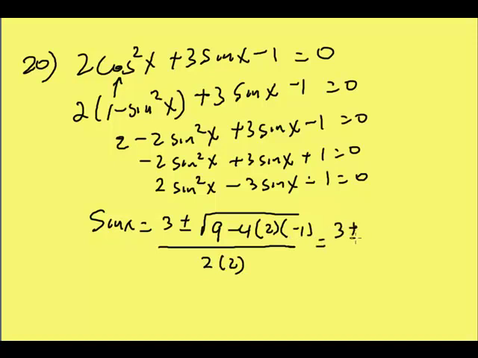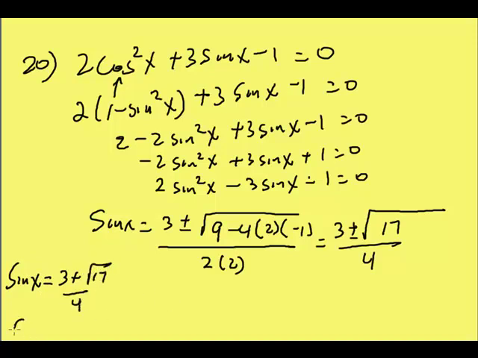I'm going to have 3 plus or minus the square root of 9 plus 8, which is 17, over 4. Obviously, that's why we cannot factor. If that turned out to be rational, then we could have factored. Alright, so we got two solutions: sine of x is equal to 3 plus rad 17 over 4, and sine of x is equal to 3 minus rad 17 over 4.